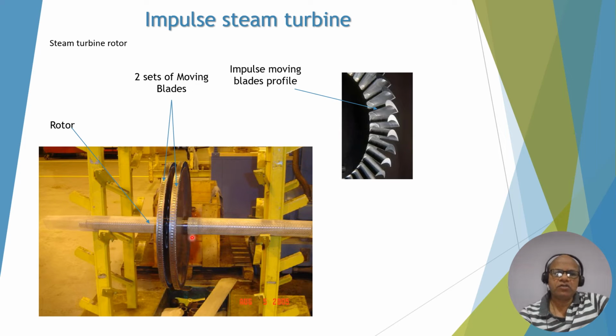Now this is the actual rotor. You see two sets of moving blades. This is the rotor, and you see this from the top view. If you look at it from this side, you will see the impulse turbine moving blade profile, where the inlet and outlet cross-sectional areas of the moving blades are the same because this is an impulse type of turbine.